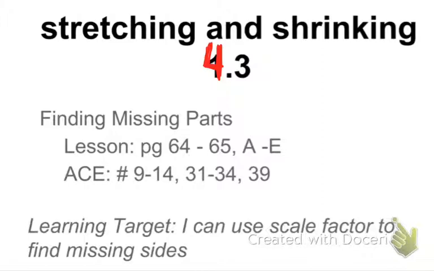Okay, we're back to stretching and shrinking 4.3 about missing parts. It's going to be on pages 64 through 65, A through E. Then we're going to skip ahead and do the ACE problems, 9 through 14. Then we're going to do 31 through 34. And then finally, 39. Our learning target for today is that I can use scale factor to find missing sides of shapes.